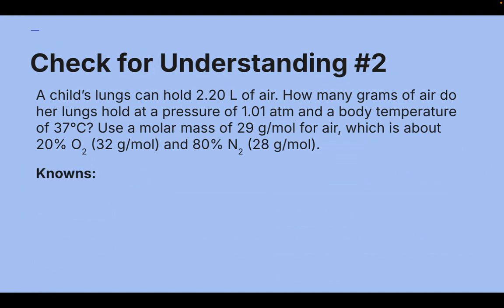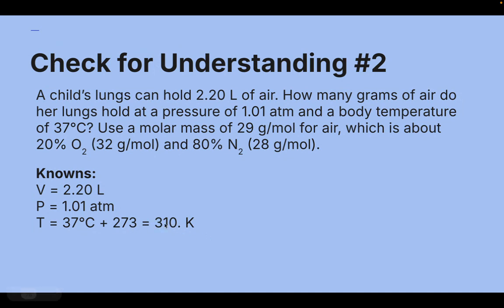Our known values were our volume as 2.20 liters. Our pressure is 1.01 atmospheres. And the temperature provided was 37 degrees Celsius, which we needed to convert into Kelvin, so I did that by adding the 273. I put a decimal at the end of the 310 to show that this number should have been rounded to no decimals. So the 0 is significant still, and the decimal shows that. And I was asked to solve for N, which really then we need to convert into grams because we were asked for grams.